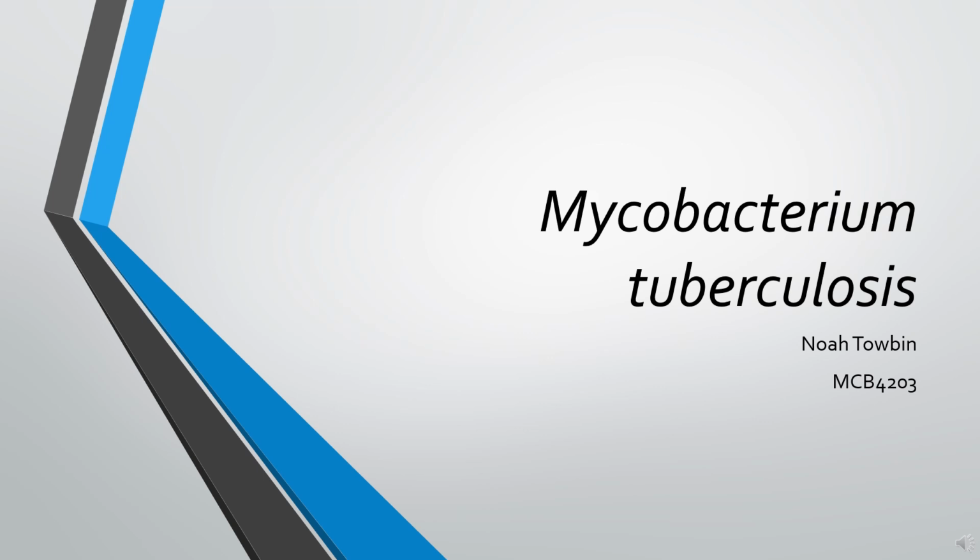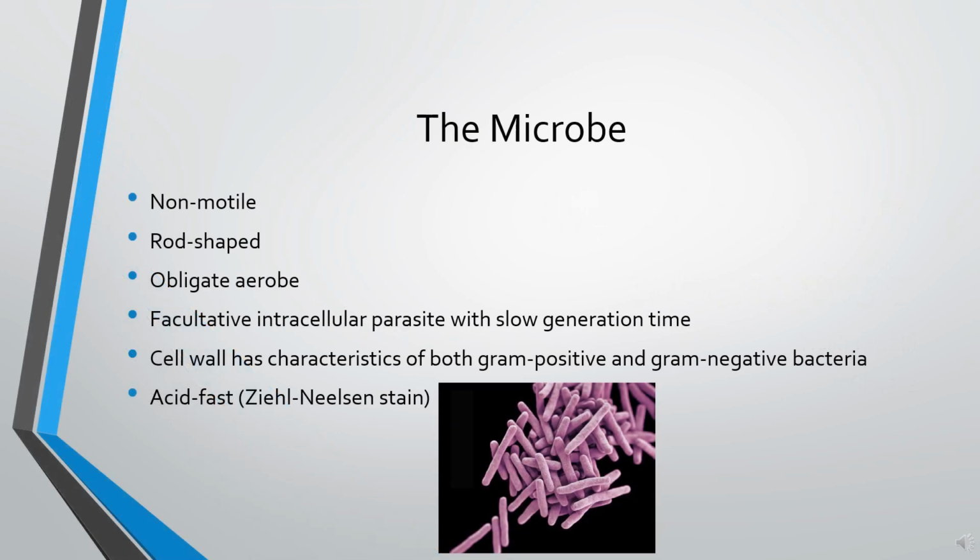In this video, I will be exploring Mycobacterium tuberculosis. Mycobacterium tuberculosis is a non-motile, rod-shaped, obligate aerobe that functions as a facultative intracellular parasite with a slow generation time. As these microbes have characteristics of both gram-positive and gram-negative bacteria, it's not officially categorized as either of these. However, these bacteria do have peptidoglycan in their cell walls.